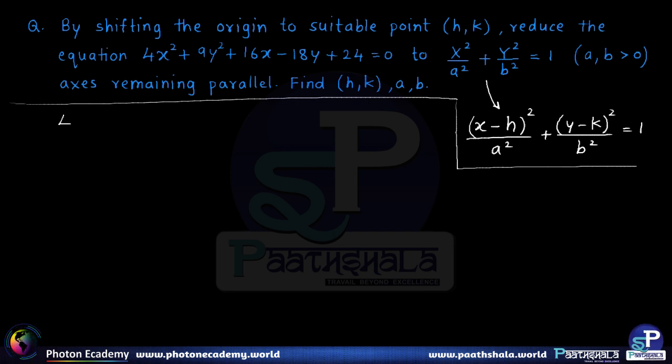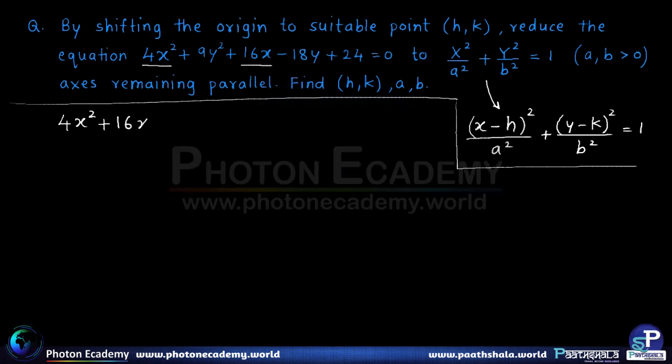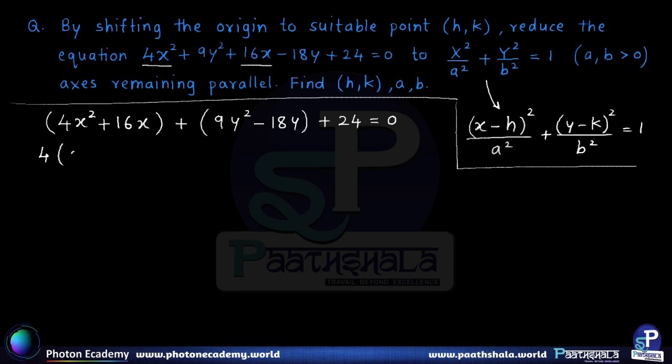So to begin with, let us collect all the x terms. So I have 4x square plus 16x collected. Then let us collect the y terms, that is 9y square minus 18y plus 24 equal to 0. Now we can take 4 common. So we have x square plus 4x from first bracket, and from second bracket we can take 9 common, which gives us y square minus 2y plus 24 as it is equal to 0.